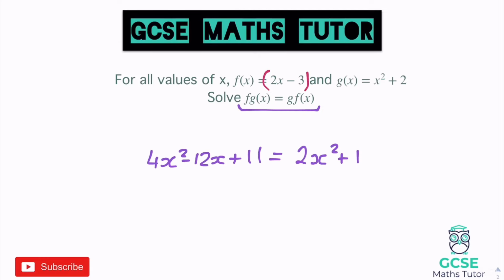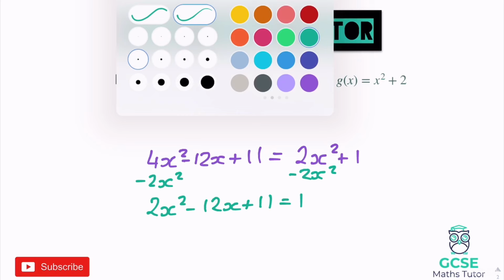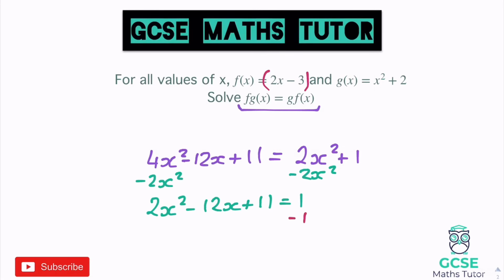So that is a quadratic there, and when we're solving a quadratic, we need to make it equal 0. So I'm going to take away the smallest value of x squared from both sides, which is the 2x squared. So we'll take away 2x squared from both sides. There we go, and that leaves us with 2x squared over here, minus 12x, plus 11, and that is going to equal that 1 over there. Now we just need to make it equal 0 again, so we need to get rid of this 1. I'm going to take away 1 from both sides, and that leaves us with 2x squared, minus 12x, plus 10. There we go, and that is now equal to 0.